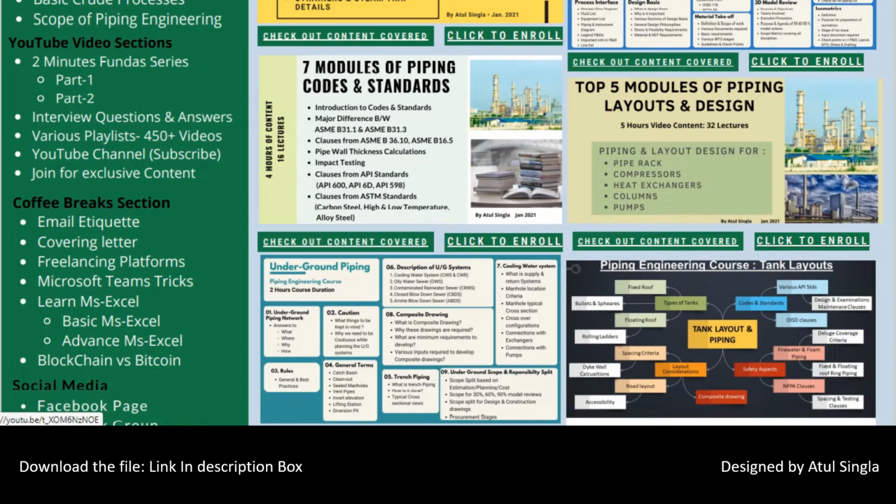Then another course is 7 modules of piping codes and standards. Here again we have added the introduction to codes and standards, then major differences between B31.1 and B31.3. Then a lot of information related to ASME standards is covered, B36.10, B36.5, how we calculate the wall thickness, impact testing, API standards 660, 598. Then ASTM standards also, carbon steel, high and low temperature and alloy steel. These are covered in this course. This is again a 4-hour course, and you can check the detailed content by clicking here.